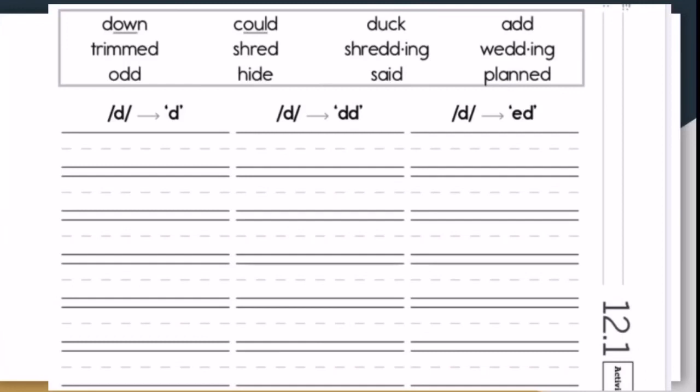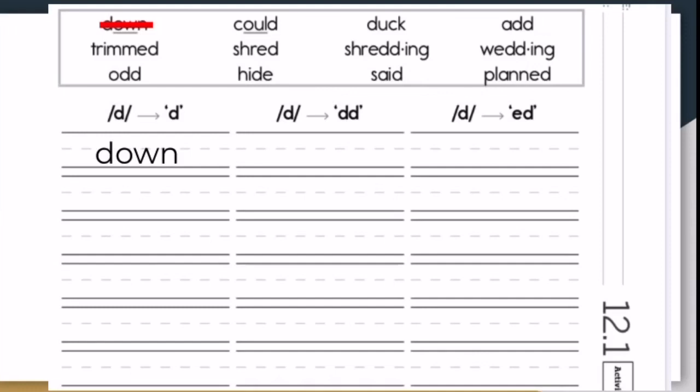Now, let's take a look at our columns. On this worksheet, we have the duh sound, the double D sound, and ending in ED with the duh sound. We'll practice the first few together, and then you are going to do the rest by yourself. You can pause the video so that you can write down as we go. Let's check out the first word, down. What column do you think down goes in? Right, the first column. Write it down. Remember, no floating letters. Nice and neat.